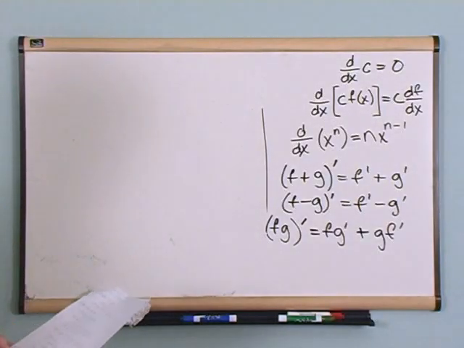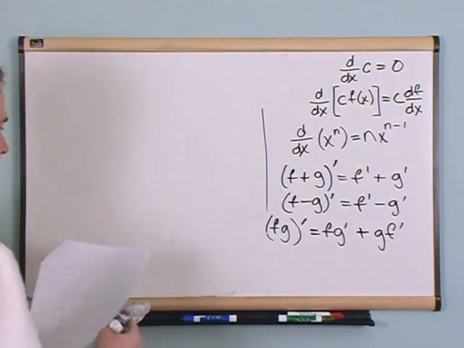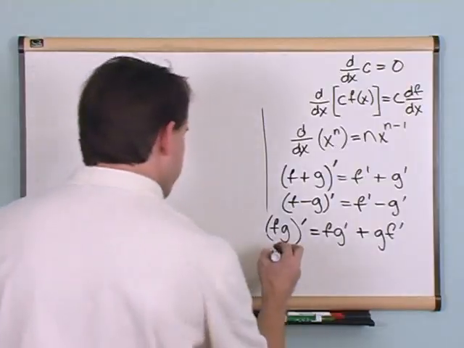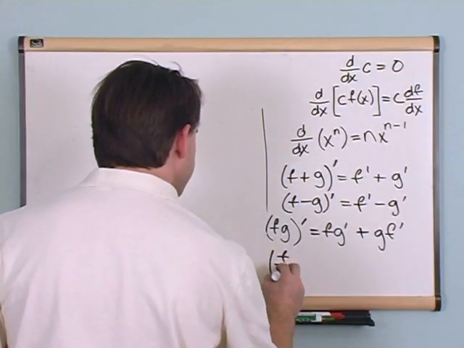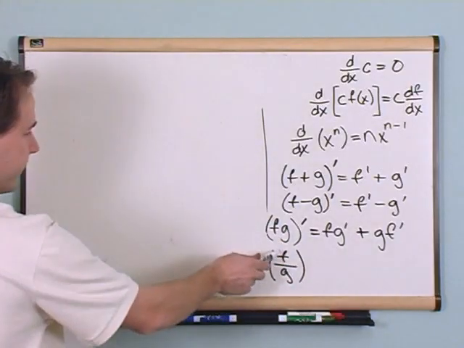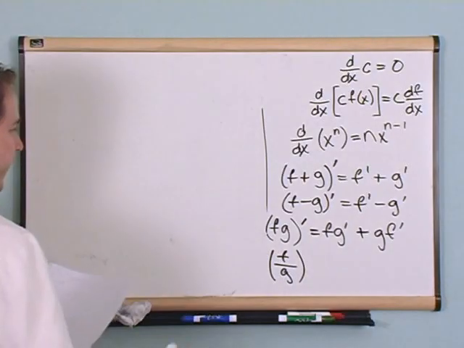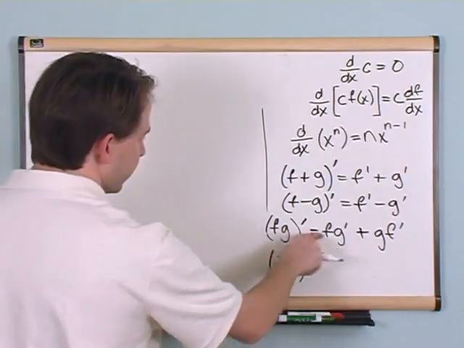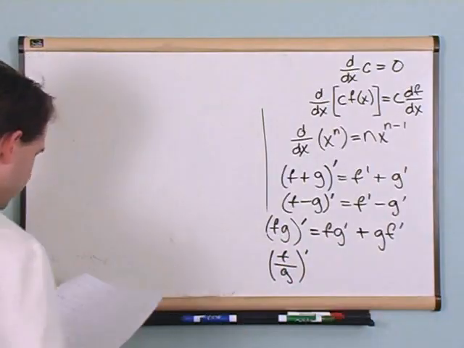Now we need to go over one more pretty important property, and that is, what if you have a function of f of x divided by a function g of x, and I take the derivative. So here I've multiplied two functions, and this is what I have to do, and here I divide two functions. What do you have to do there?